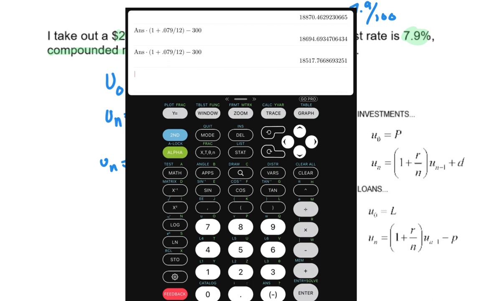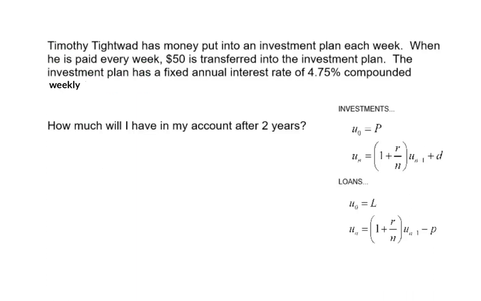All right, let's do another example. All right, we're going to put money into an investment plan each week, like when you get paid. And every week you're going to put $50 in. It's an annual interest rate of 4.795%, compounded weekly. So I'm going to write the equation here. We're starting off with $0, it looks like. Well, that's fair. That's how you start an account.